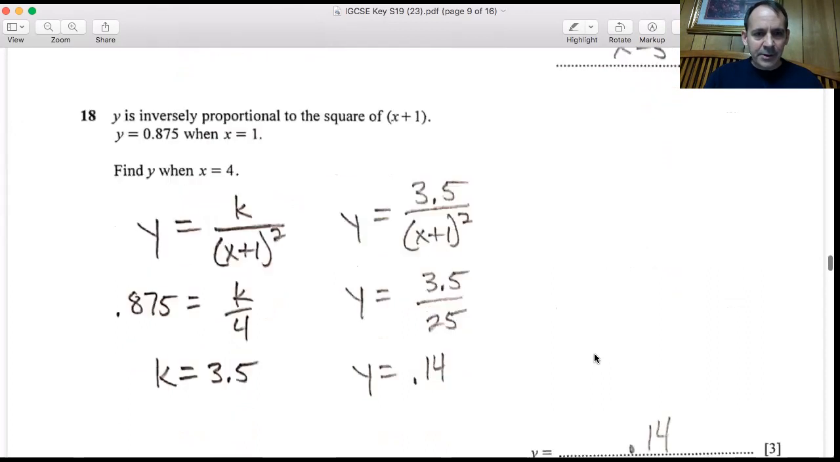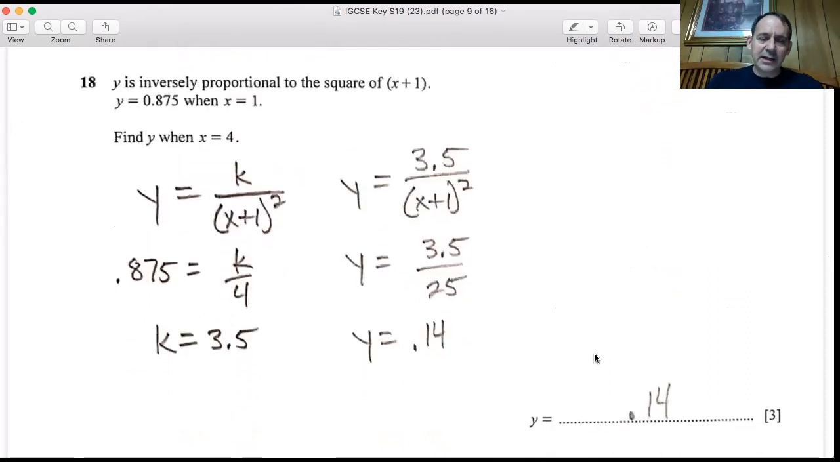Number 18, here's one of our proportionality problems, and it's inverse. So that means it's going to be a division. Don't forget, on these proportionality questions, you have to provide the K. The K is the proportionality constant. You don't see it when you read it. You need to know from proportional that you have to supply the K. If it's directly proportional, it would be K times what you see over here. Because it says inversely, it's K divided by what you see over here.